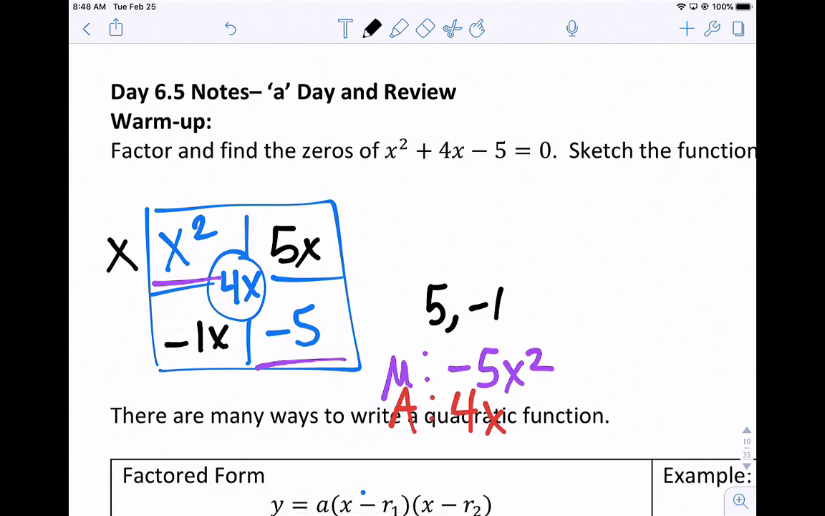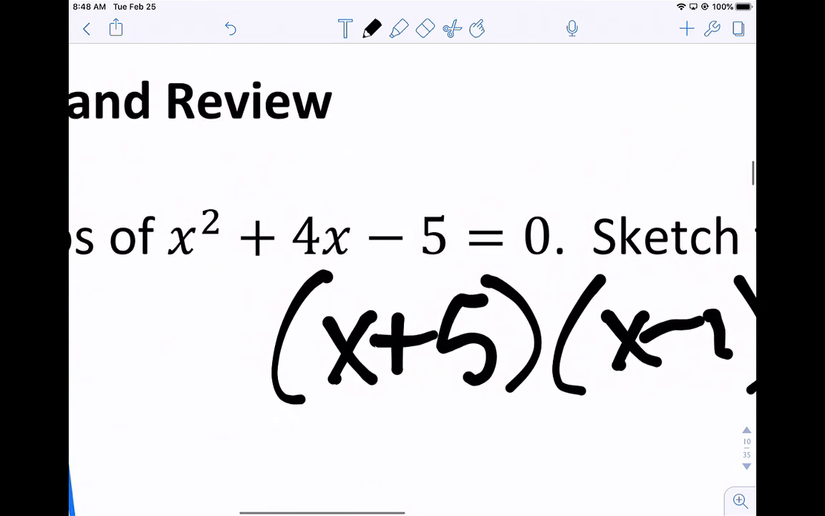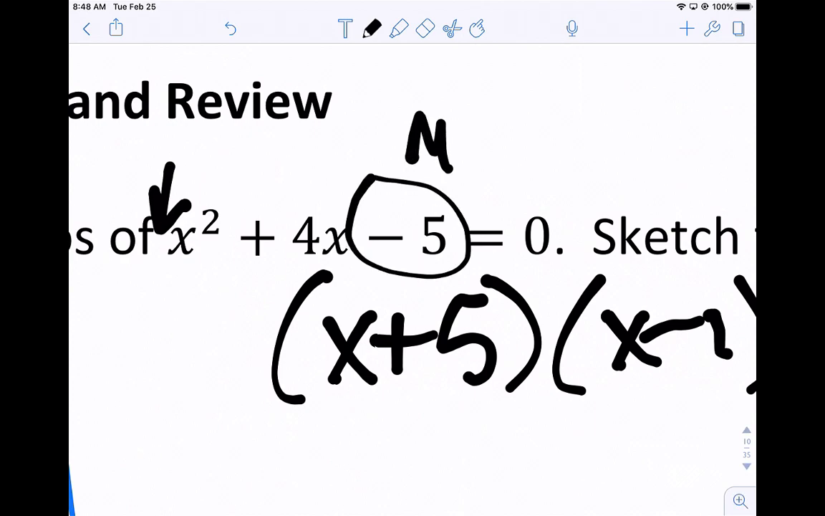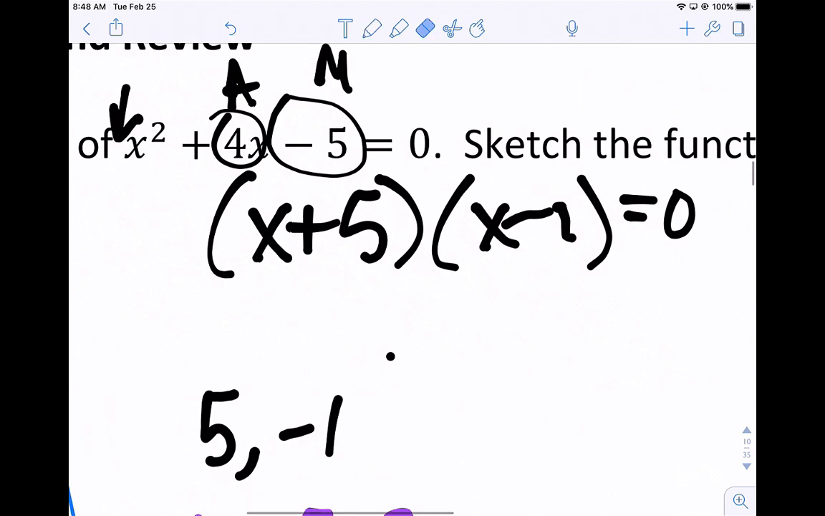One multiplies to x squared, that would be x and x. x plus 5 is 5x. x minus 1 is negative 1x. So there's the factored form, x plus 5, x minus 1. If the coefficient, the number in front, is 1, you could also just look at what multiplies to negative 5 and adds to 4 by using guess and check, and you should get the same answer, which again is x plus 5 times x minus 1, and that equals 0.